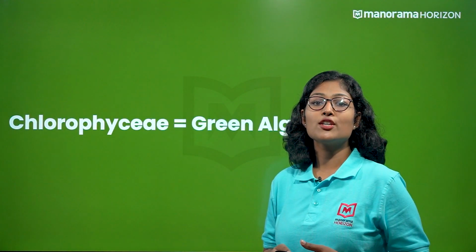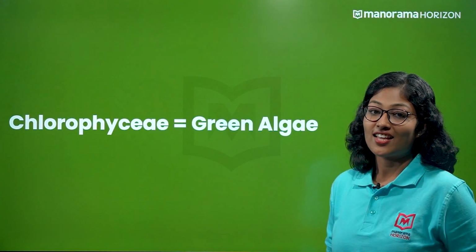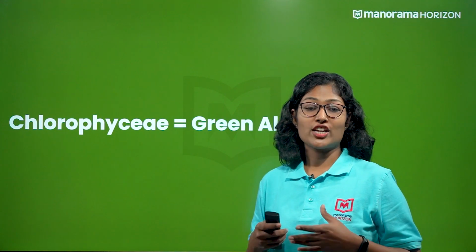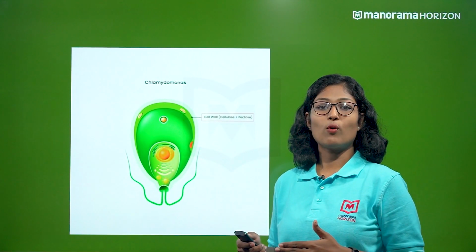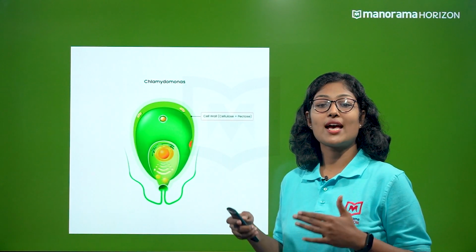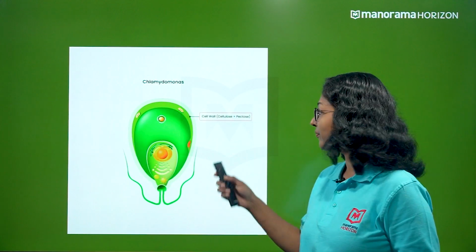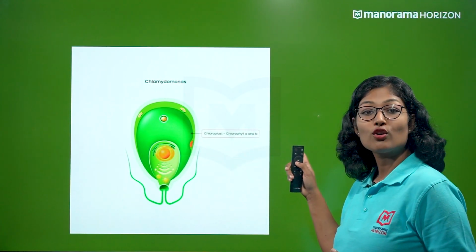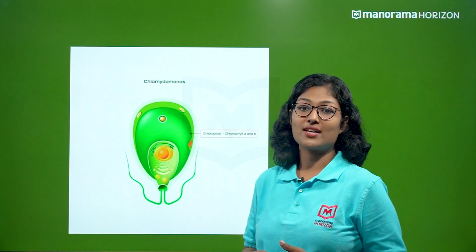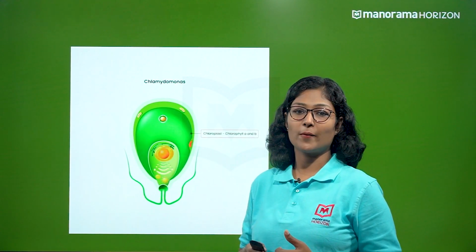Chlorophyceae are commonly known as green algae. They are seen in brackish, fresh and salt water. So let us understand the cell structure now. They have a rigid cell wall with an inner layer of cellulose and an outer layer of pectose. The cell contains chlorophyll A and chlorophyll B pigments in the chloroplast, hence they are known as green algae.